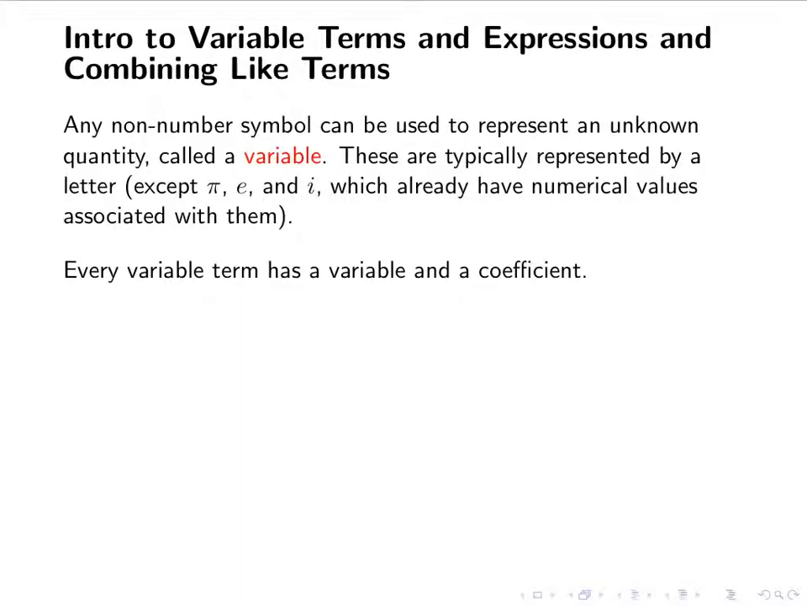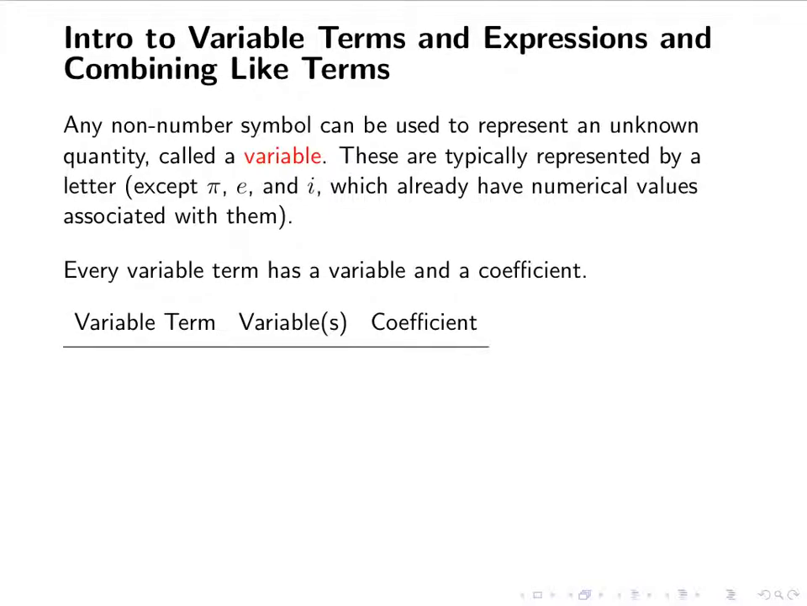Every variable term has a variable and a coefficient. So we're going to look at a couple examples. We have the variable term 5x. The variable is the x. The coefficient is the 5. So remember, the variable is the letter or the symbol representing the unknown quantity. The coefficient is just the number that is being multiplied by the variable.